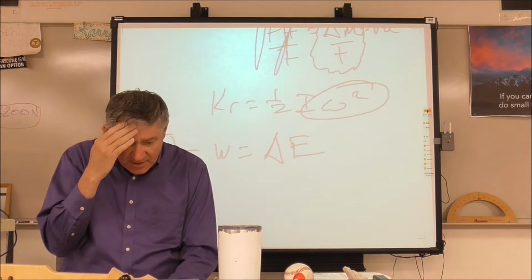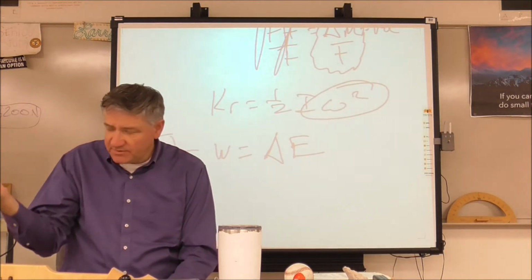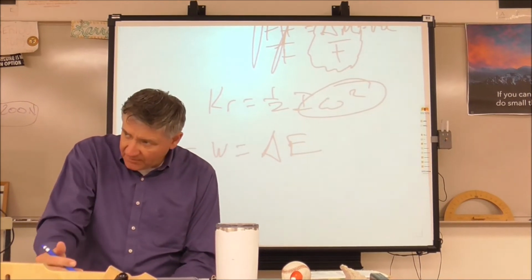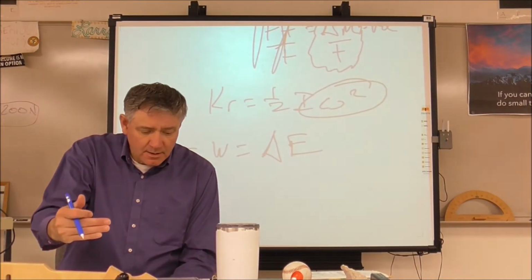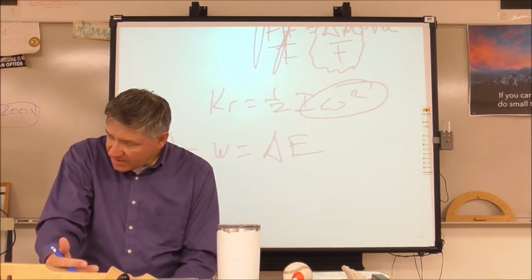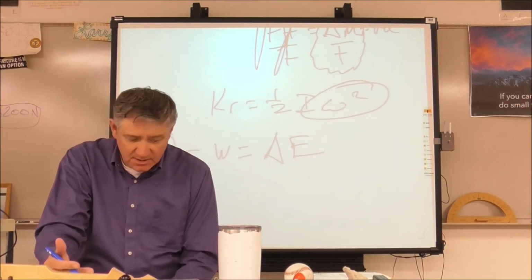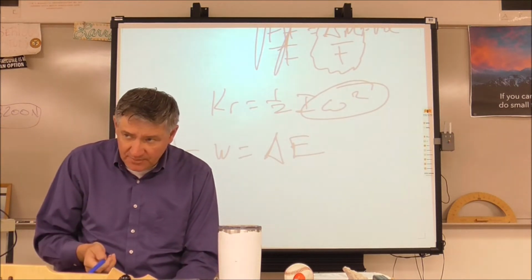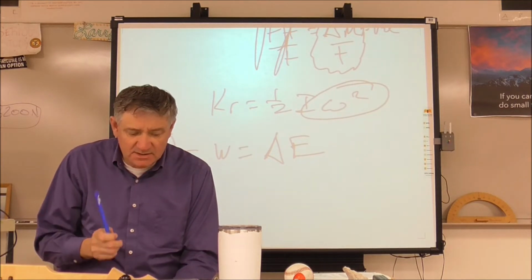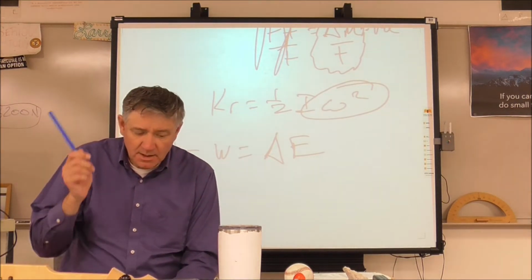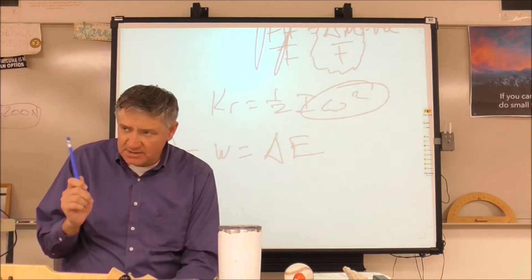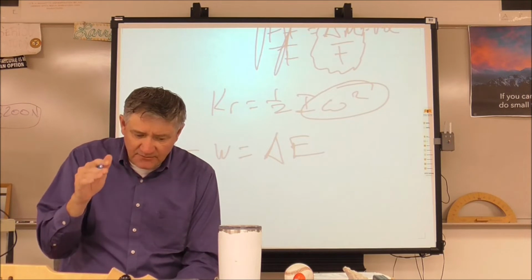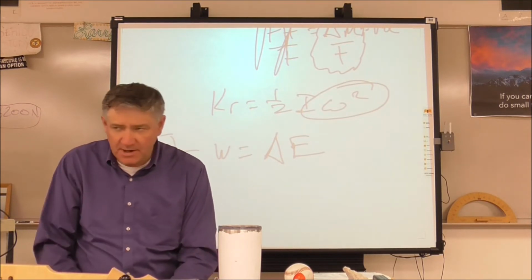Now on F, they want power. Power is work divided by time. So you know your work because you found that on E. Divide that by however long the rocket engines fire, which is 300 seconds. There's your answer to F. So your answer to D is 10 to the 5th. Your answer to E is 10 to the 4th. And your answer to F is going to be around 140 watts. So it's going to go 10 to the 5th, 10 to the 4th, and then about 140.